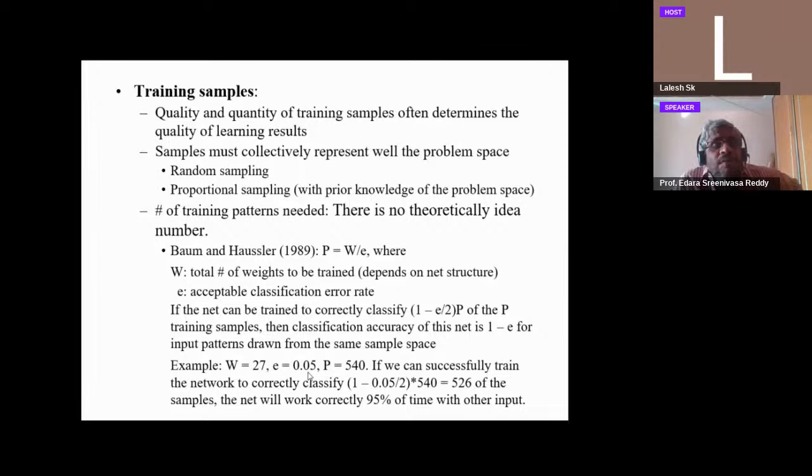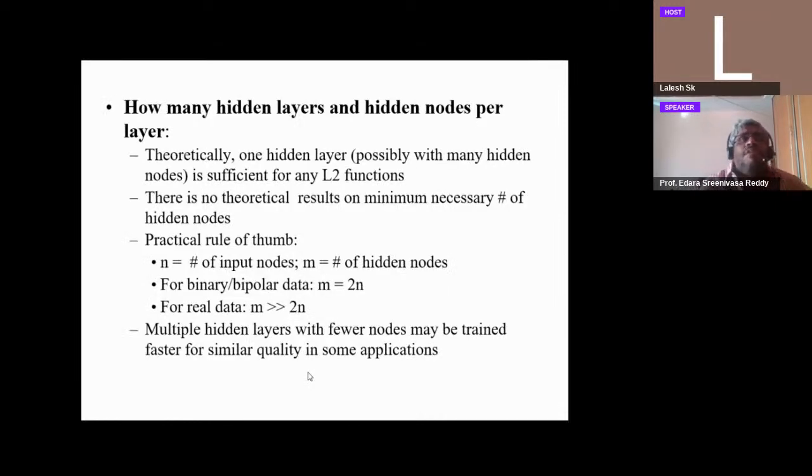For example, we have total number of weights is 27 and error bound is 0.05 and number of patterns is 540. We can successfully train the network to correctly classify 526 of the samples. That means the network will work with 95% performance. So how many hidden layers and hidden nodes per layer?